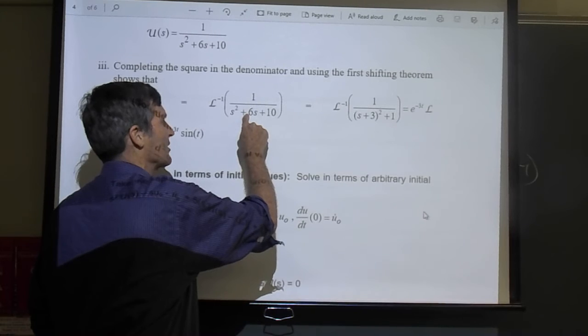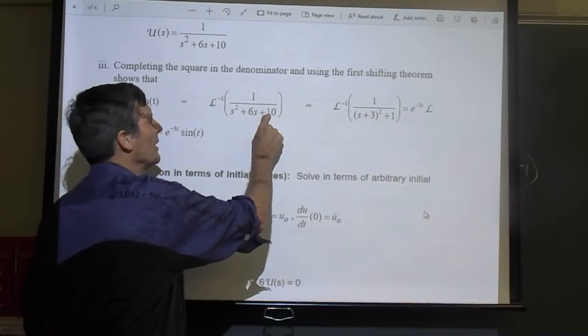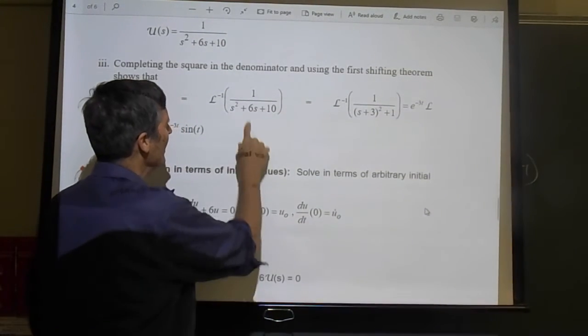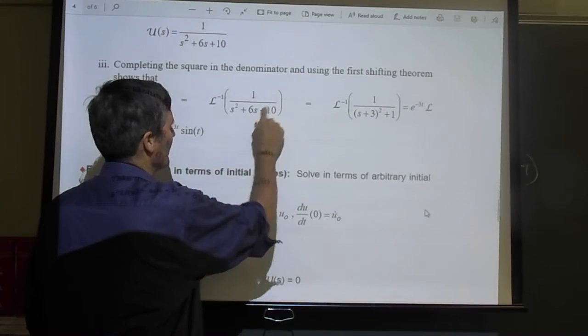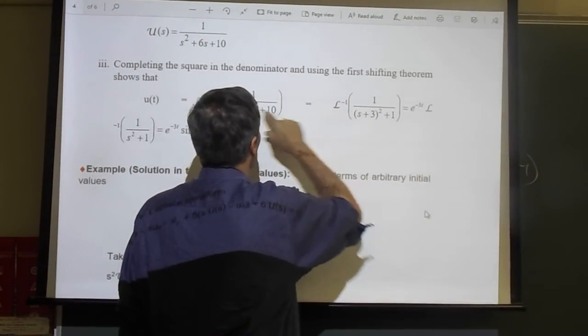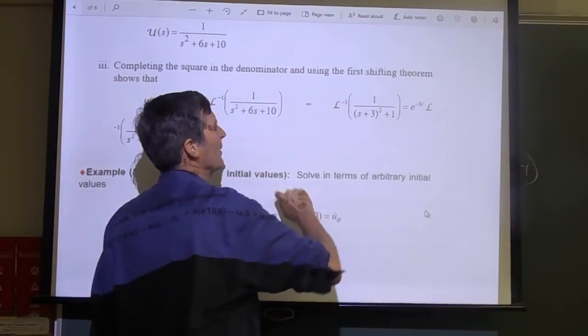So 1/2 of 6 is 3, square is 9. I need 9 to make a square. I have 1 left over here. And that's what will happen in this b squared minus 4ac less than 0 case. If you complete the square, you'll have a positive number left over. So I'll get 1 over s plus 3 squared, right? s squared plus 6s plus 9 is s plus 3 squared, and then plus 1 more makes 10.